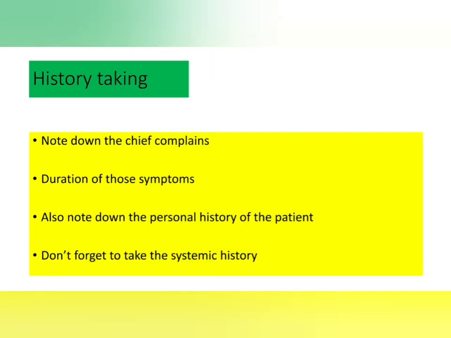History taking. Note down the chief complaint that the patient tells you, and also the duration of those symptoms. It is very important to take note of the duration, that is, how long the patient has had these symptoms. Also note down the personal history of the patient, whether the patient has any addiction to smoking, alcohol and the like. And do not forget to take the systemic history, because systemic problems can also lead to proptosis. Never forget to take systemic history.